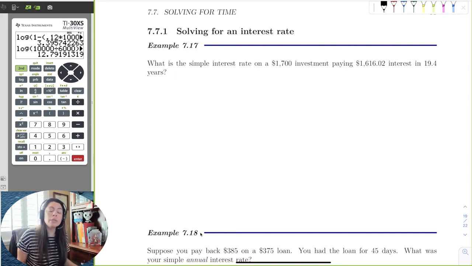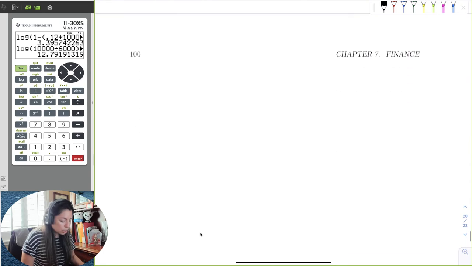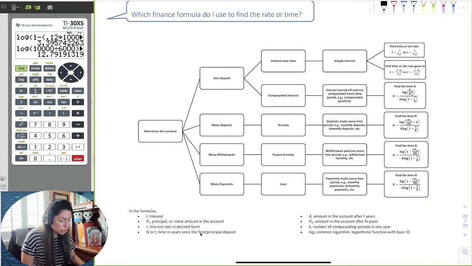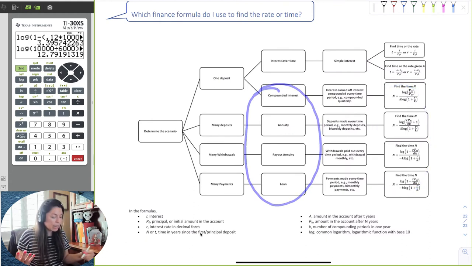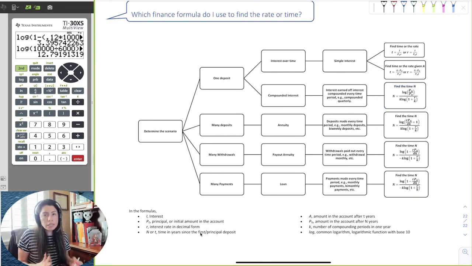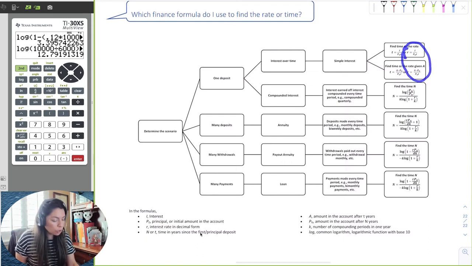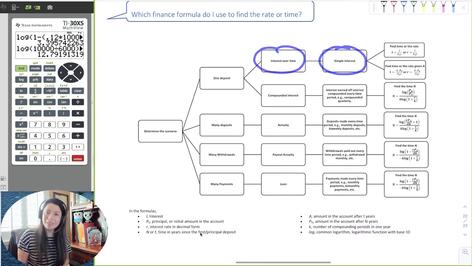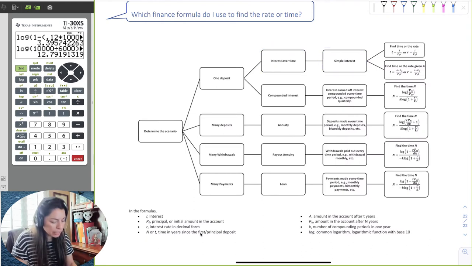So the rate is a little bit more involved. So if we go to the flow chart on the second page, the rates will only be through simple interest. So if we notice here for these scenarios where you have compound interest, annuity, pay it annuity and loan, notice we only are going to solve for time there. But if we wanted to solve for the rate, we'll have these two formulas for simple interest over time. Okay, it just depends which ones we need. If they give us the ending amount, we'll use this one. And if they don't, then we can use that one.